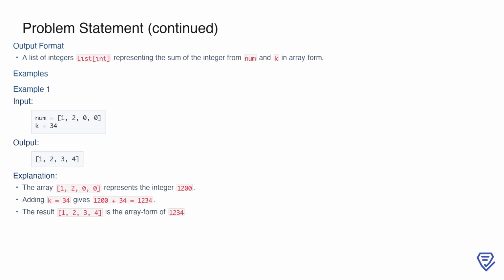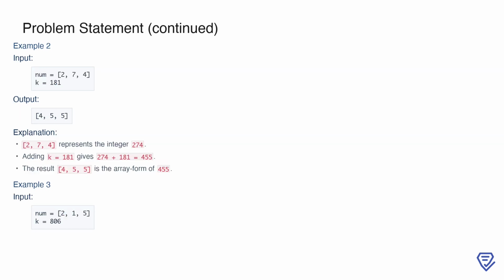Let's break this down with some examples. In the first example, the input array number is 1, 2, 0, 0, representing the number 1200, and k is 34. When we add these together, 1200 plus 34 equals 1234. The output is 1, 2, 3, 4, which is the array form representation of the sum. This shows that we are essentially performing addition in a way that maintains the array form structure for the result.